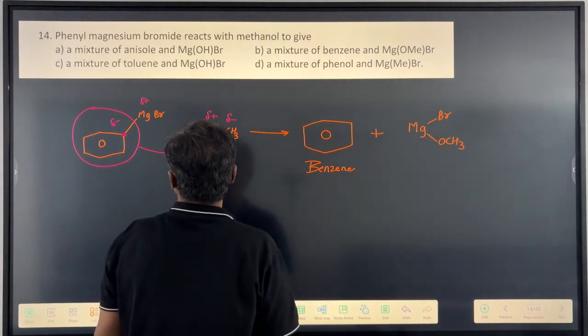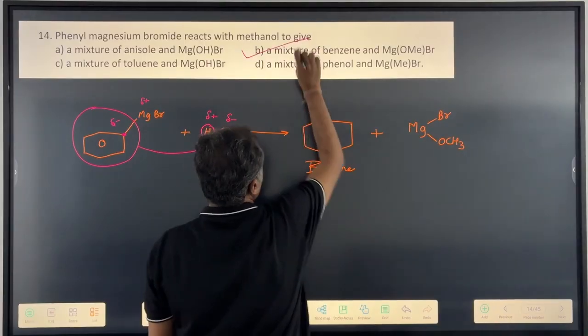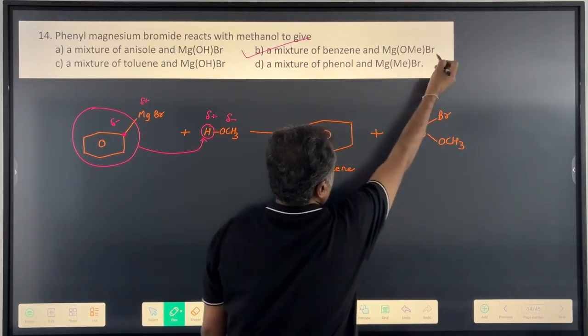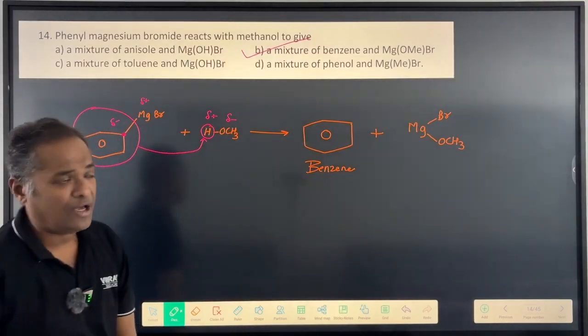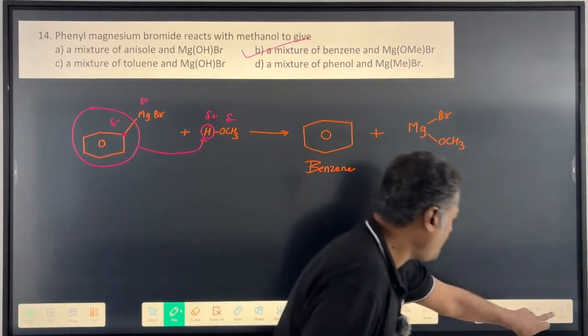So what is the answer, child? It gives you a mixture of benzene and MgOCH3 Br, what is mentioned over there. I hope this reaction is clear, child. Let's try to go for the next question.